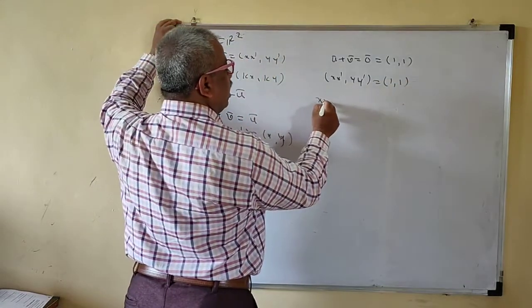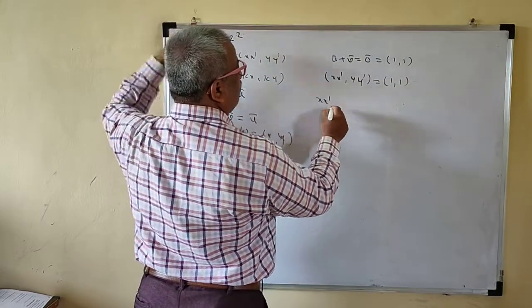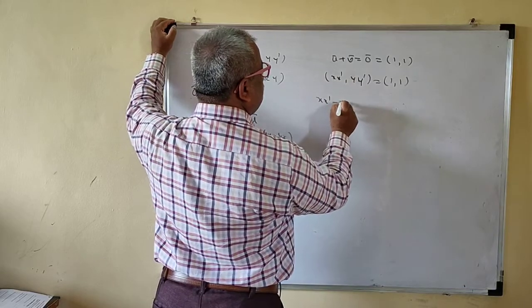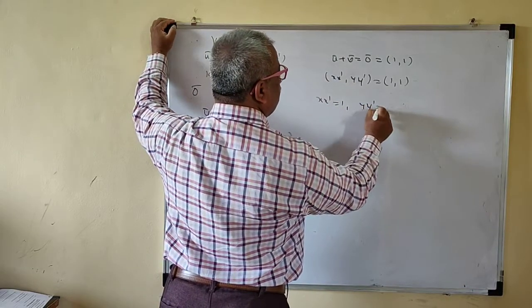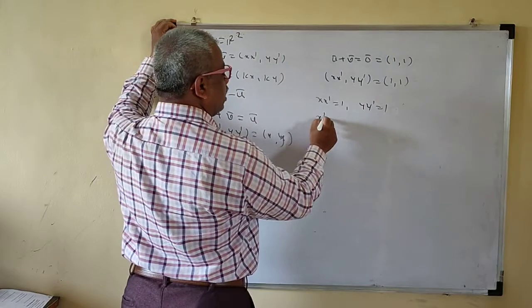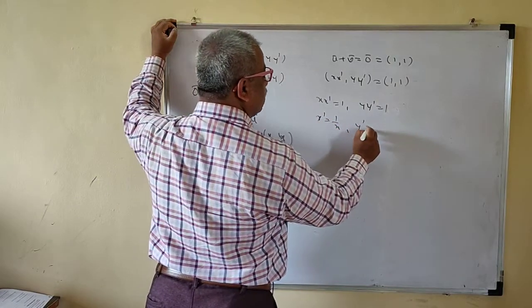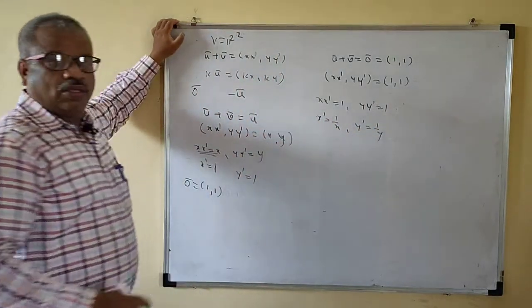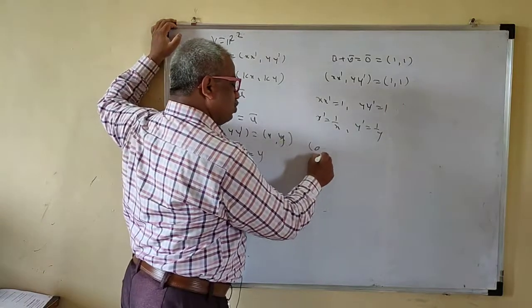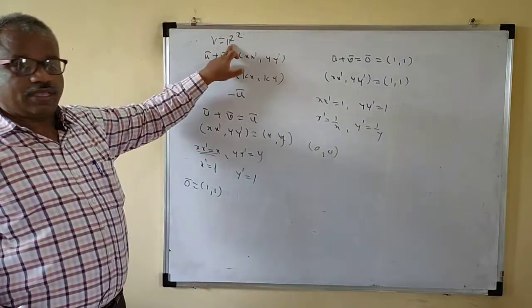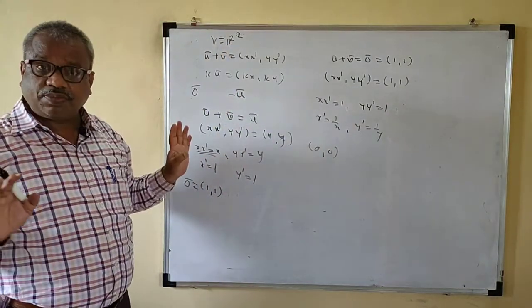So what is x prime equal to? x prime is equal to 1 upon x, y prime is equal to 1 upon y. So here you can also say that (0, 0) belongs to V. This is a member of V.